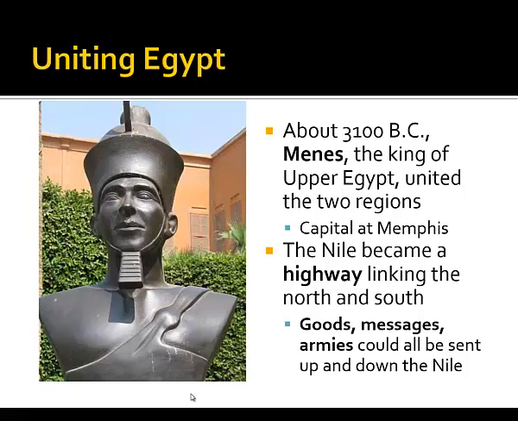Now, as I talked about before, Egypt was broken up into two kingdoms, the upper and the lower kingdoms. And in about 31 BC, a king named Menes, king of Upper Egypt, united these two regions and set up a capital at Memphis, and therefore created the united Egypt that we think of. So the Nile River became a very useful tool for uniting this society because it became the highway linking the north and the south. So now goods and messengers and armies could be sent up and down the Nile as need be.